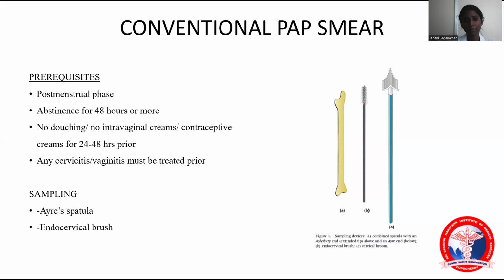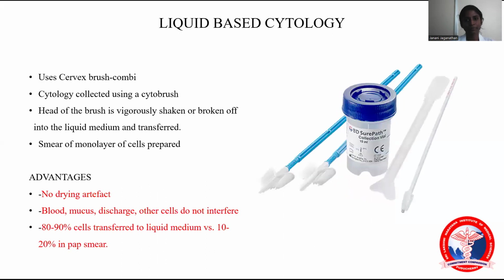The sampling for a pap smear can be taken with either an Ayre spatula or an endocervical brush. Either can be used for taking a pap smear.